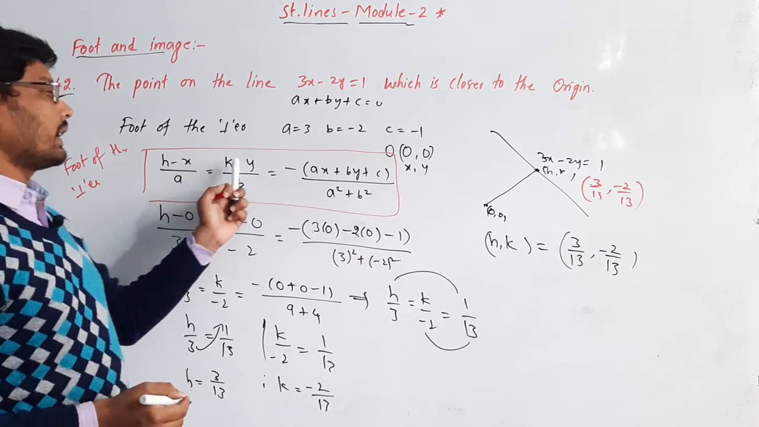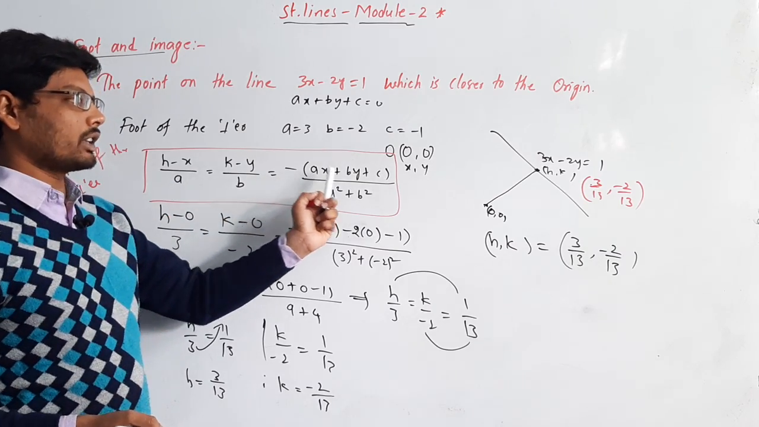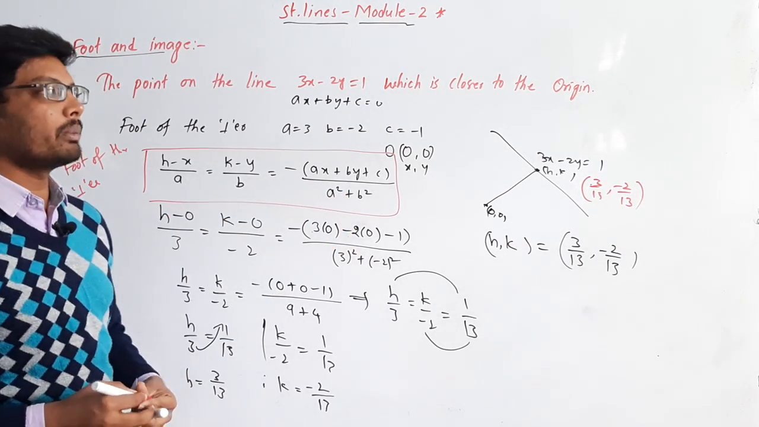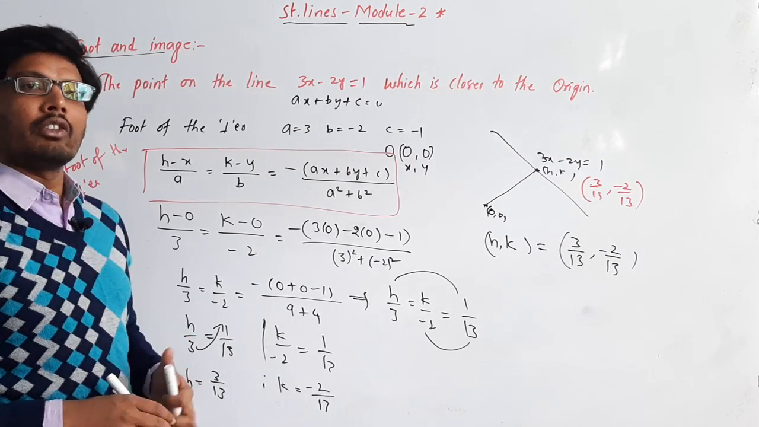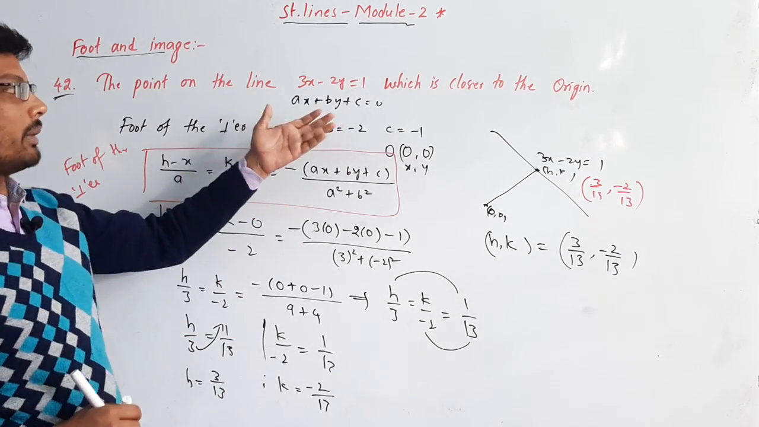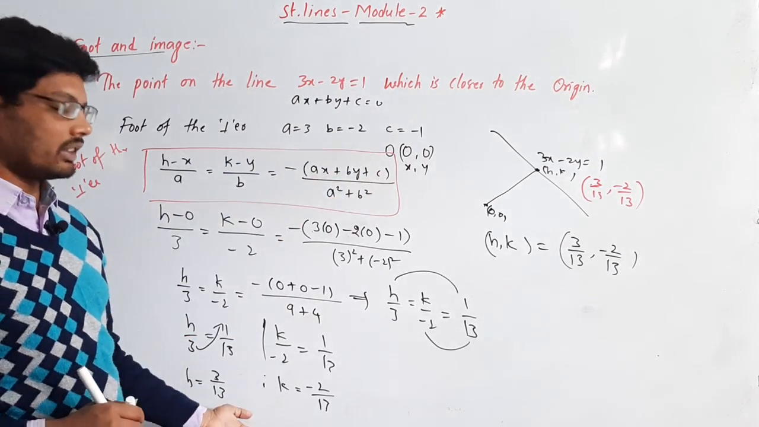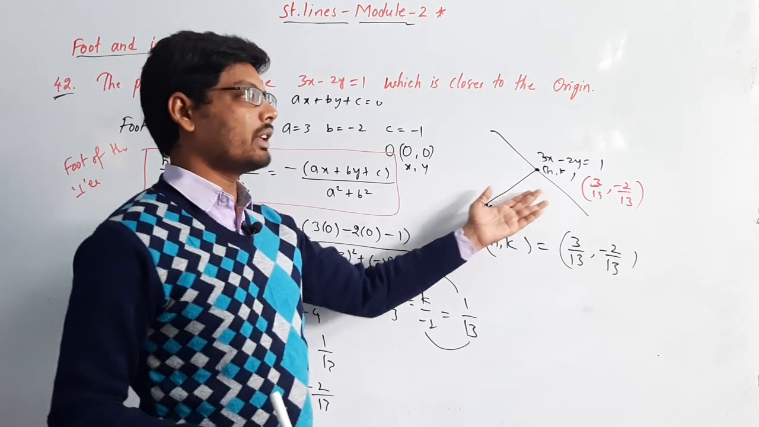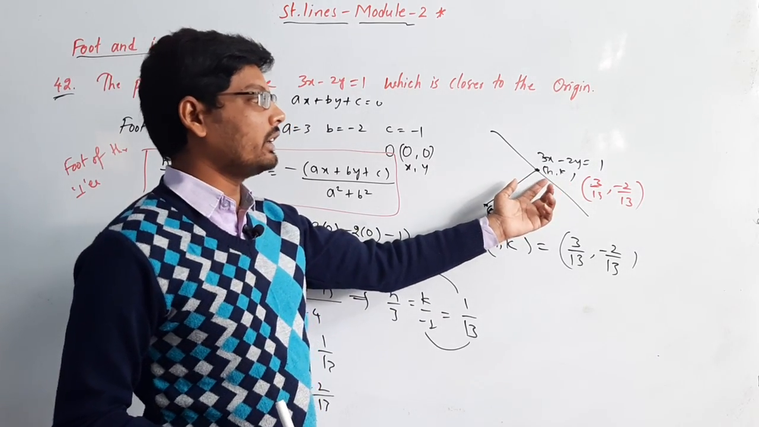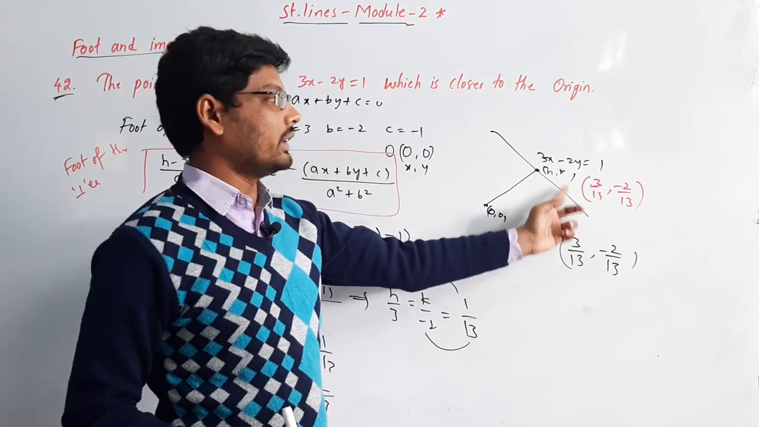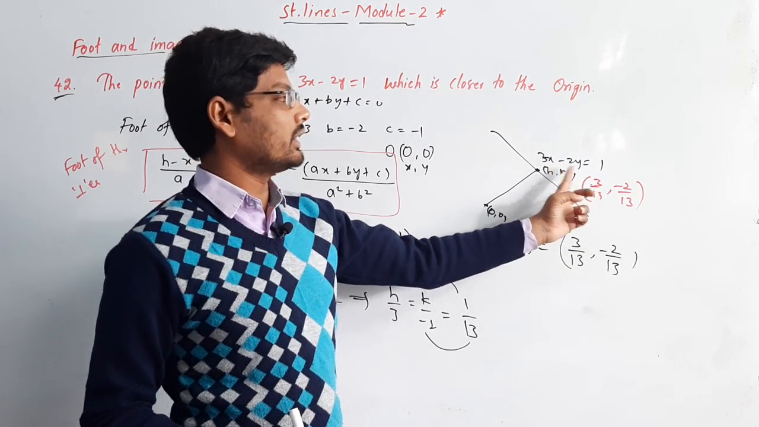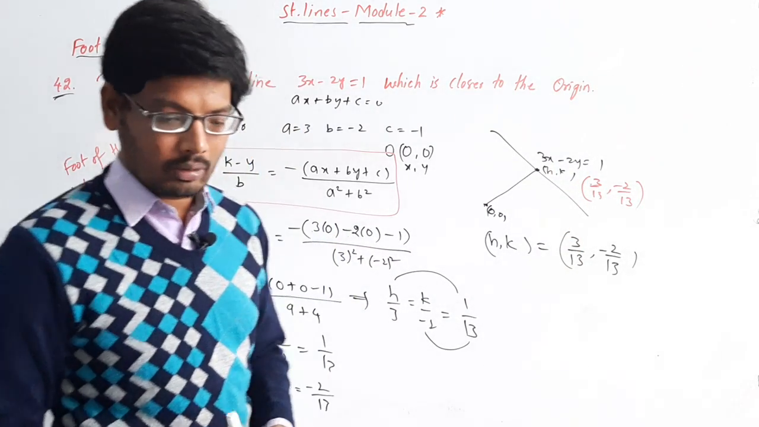h minus x by a, k minus y by b is equal to minus of (ax plus by plus c) by a square plus b square. This is the most important condition for the foot of the perpendicular. If you substitute the a, b, c and x comma y values in this expression, we will get the foot of the perpendicular. The foot of the perpendicular is the point which is passing through the line 3x minus 2y is equal to 1. This is all about this solution.